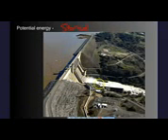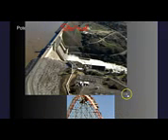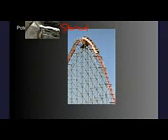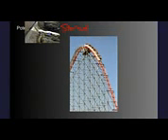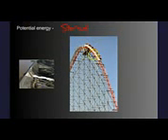Potential energy can be converted into other forms of energy. The water moving through this dam is used to produce hydroelectric power. And if we look at this roller coaster, at the top, the body has lots of potential energy, and as it moves down, that potential energy becomes kinetic energy.